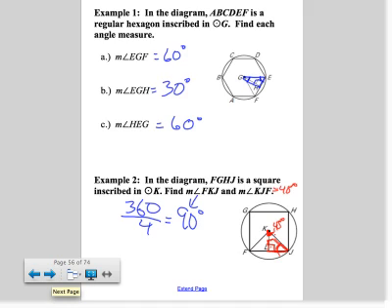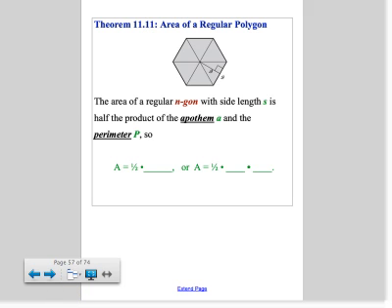Alright, again, just getting comfortable working with angle measures within a regular polygon. Alright, so here's the big thing from this section. It says the area of a regular polygon. The area of a regular n-gon with side length s is half the product of the apothem and the perimeter. So all we're going to say is 1/2 a times p.